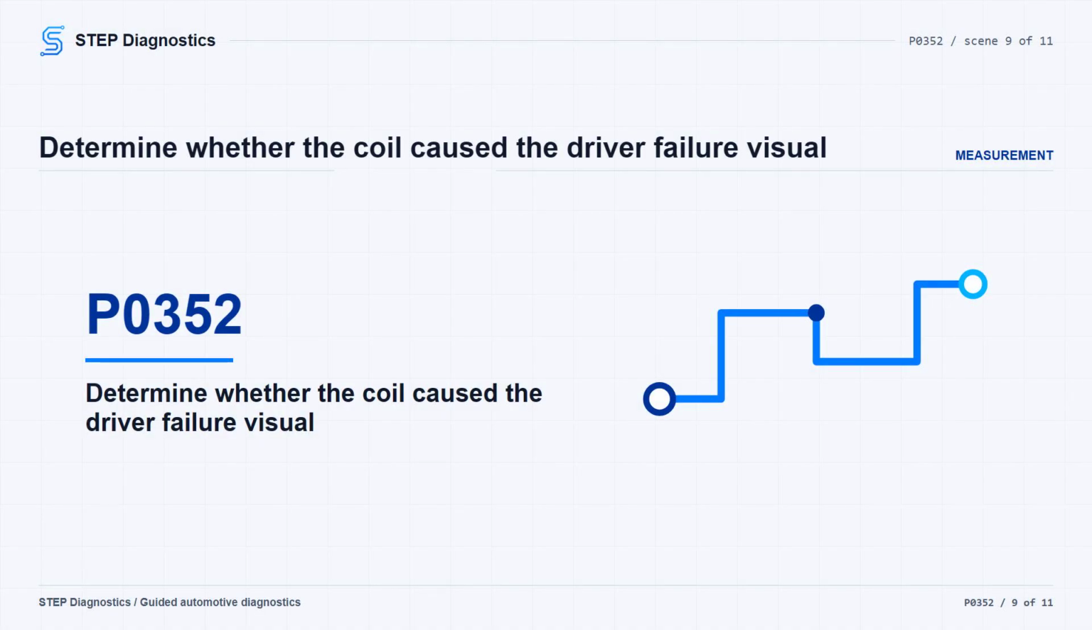Before condemning the PCM, make sure the ignition coil is not the cause of a PCM coil driver failure. An internally shorted or damaged secondary coil circuit may be the reason the driver failed, so do not replace the PCM without checking this. Remove the ignition coil controlled by the driver that's set P0352 and install that coil in another coil location that did not have a fault set against it.